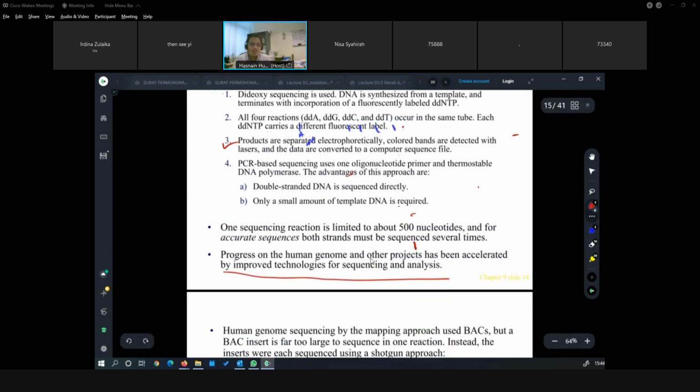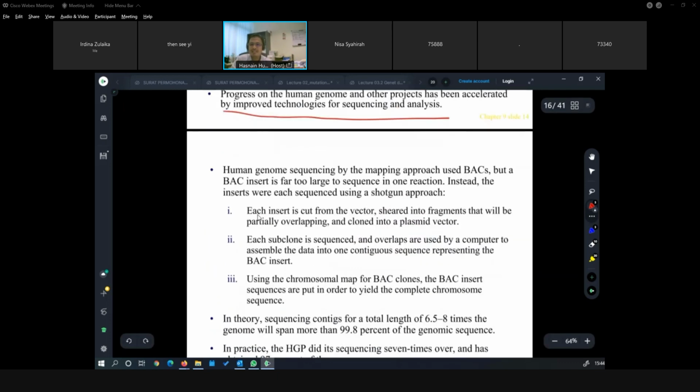Because with a shotgun, when you shoot, it scatters everywhere. But then you have to reposition the pieces back onto the chromosome. You throw it away, but then you have to piece it back together, working out which one belongs to which position. That is how the shotgun process is done.